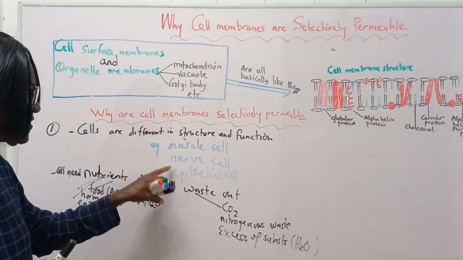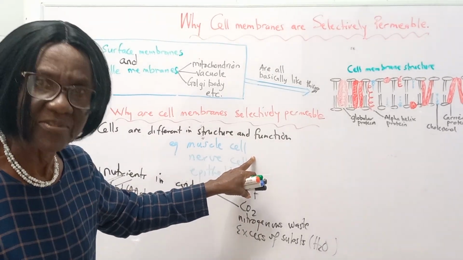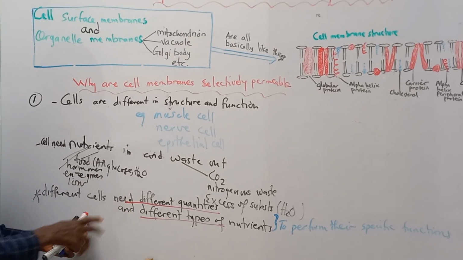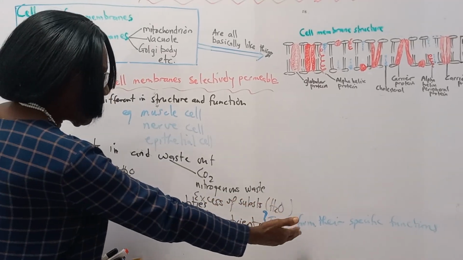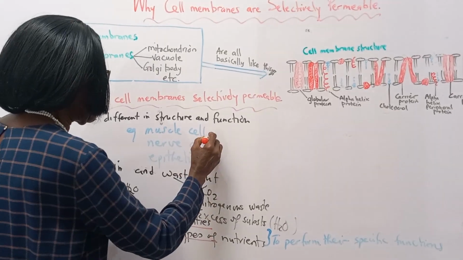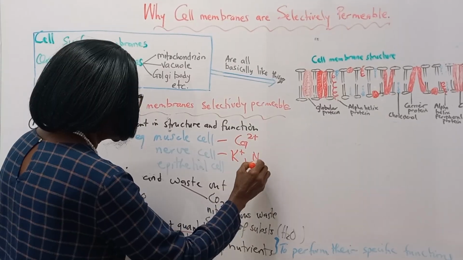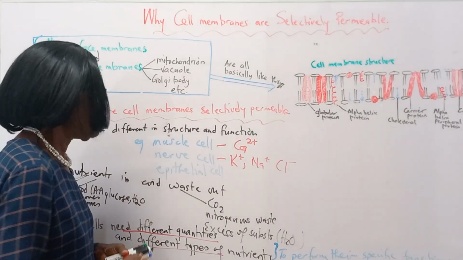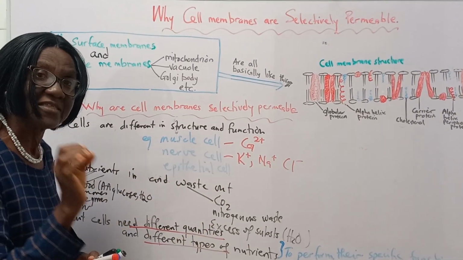But different cells need different quantities and different types of nutrients. This is a point to note. Different cells need different quantities and different types of nutrients to perform their specific functions. For instance, muscle cells need a lot of calcium, nerve cells need a lot of potassium, sodium, and chloride ions. Epithelial cells need various ions in very little quantities. You see how epithelial cells are so tiny?